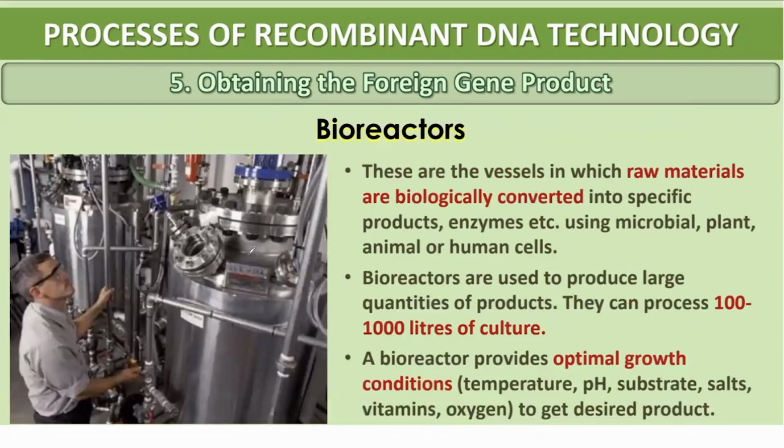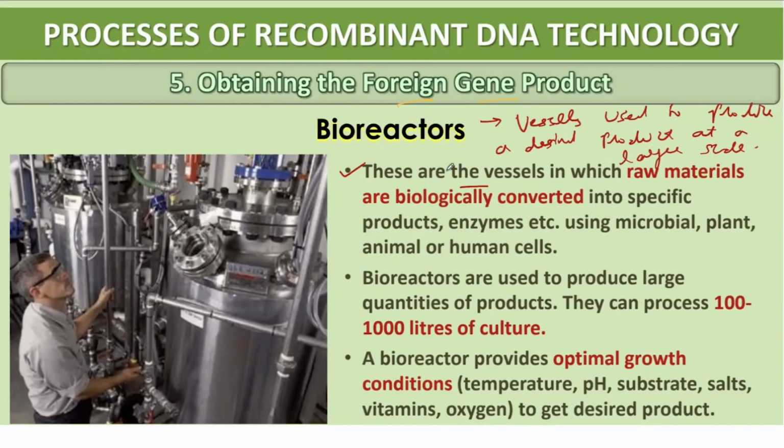Now, again, the concept of bioreactors was the same thing that we learned in chapter 8. So again, now to obtain the foreign gene product, we have to use specialized vessels, bioreactors. So what are bioreactors? These are the vessels in which raw materials are biologically converted into specific products, enzymes, etc., using microbial, plant, animal, or human cells. They are basically vessels used to produce a desired product at a larger scale.